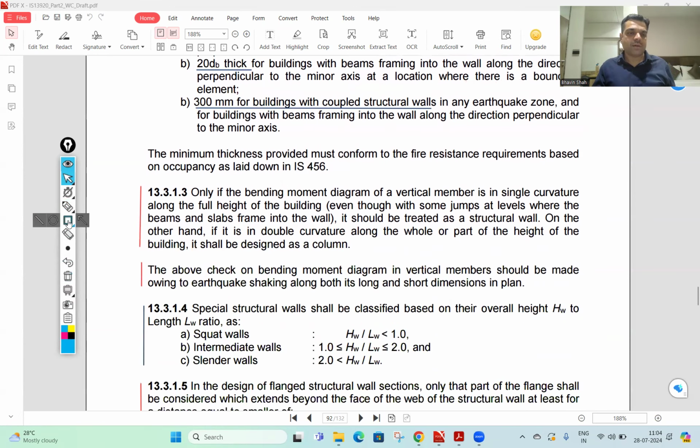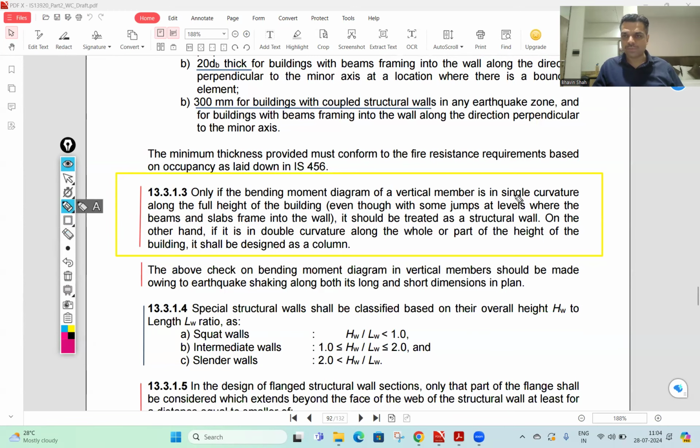Now, the same paragraph is mentioned here with a bit more detail. We can see here. Only if the bending moment diagram of the vertical member is in single curvature along the full height of the building, even with some jumps at levels where the beams and slabs frame into the wall, it should be treated as a structural wall. On the other hand, if it is in double curvature along the whole height of the building, it shall be designed as a column.